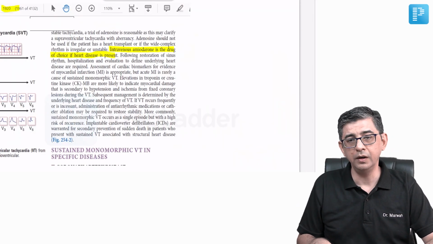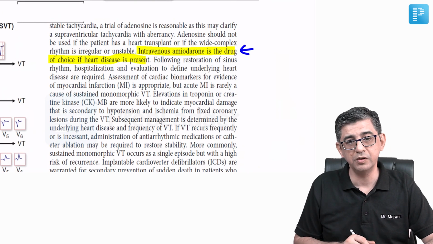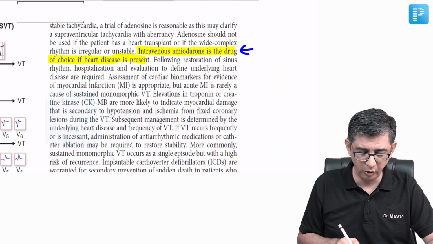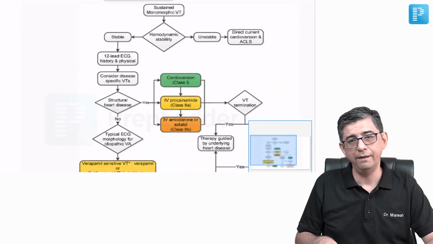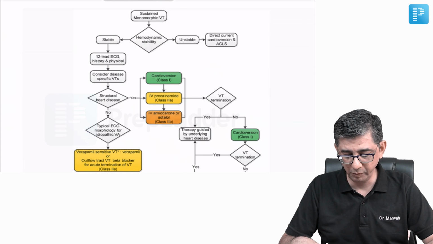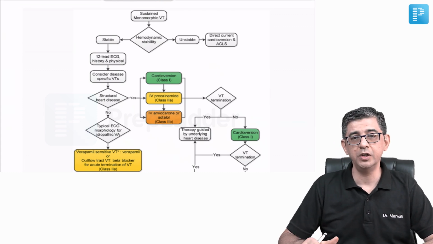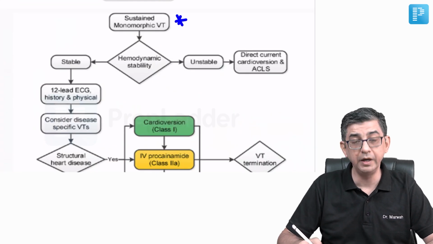With respect to why amiodarone was selected, because the textbook says if structural heart disease or if any kind of concomitant heart disease is present. And then the ACC, the American College of Cardiology table with respect to management of ventricular tachycardia mentions the fact that any patient having a sustained monomorphic VT.